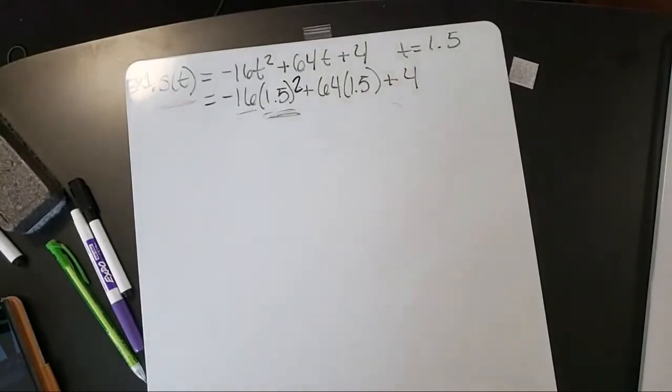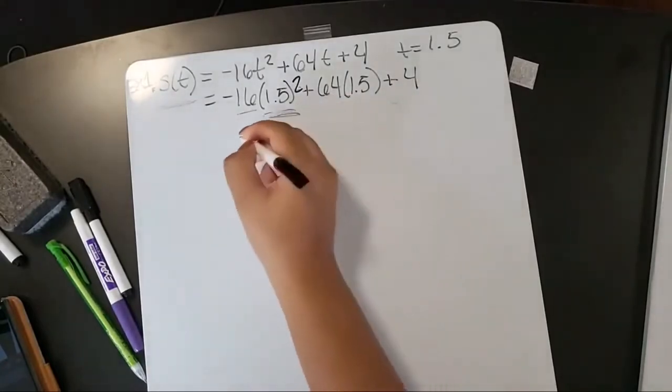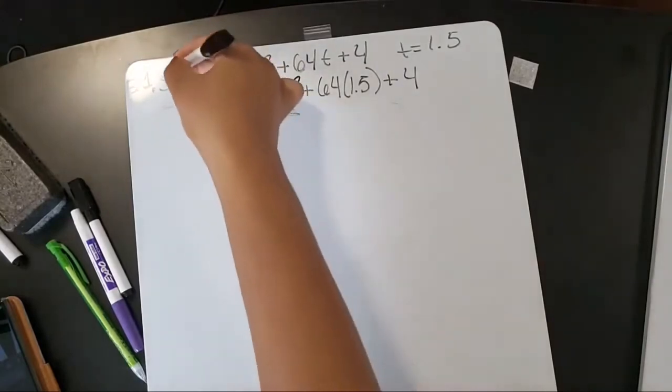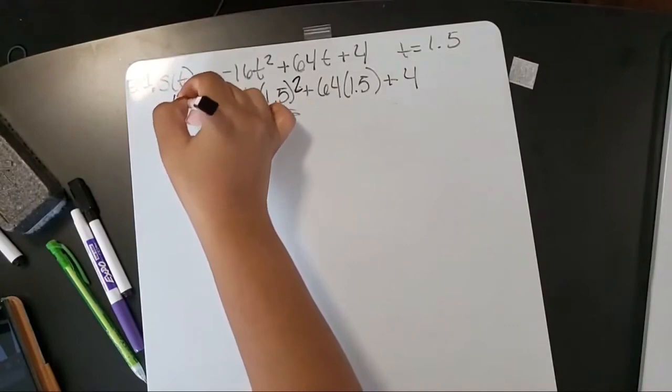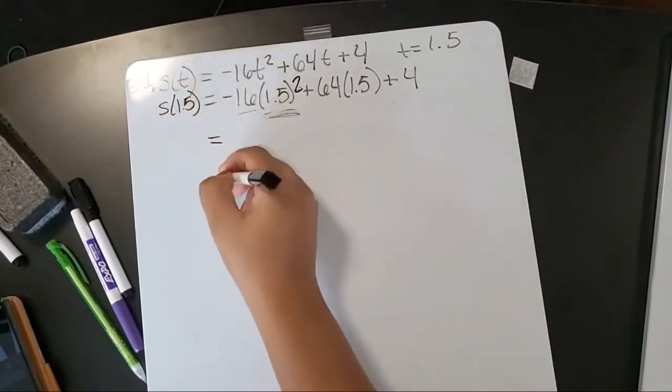So after you square it, and over here, you could just plug in 1.5 for t. That's going to be the same.